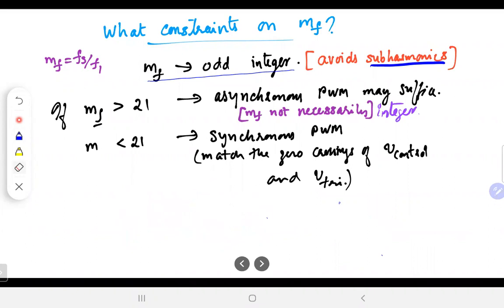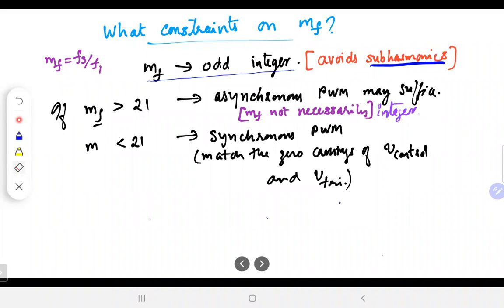I would want this to be an odd integer if possible. That will always ensure that the zero crossings always align. If the fundamental frequency is 50 hertz, I should choose the switching frequency to be some odd integer, like 1000 hertz rather than 1800 hertz. It should be odd. If it is an odd integer, I will always have the zero crossings match.